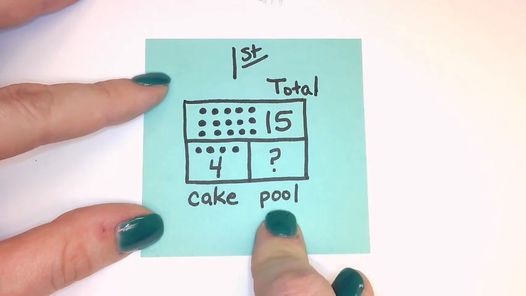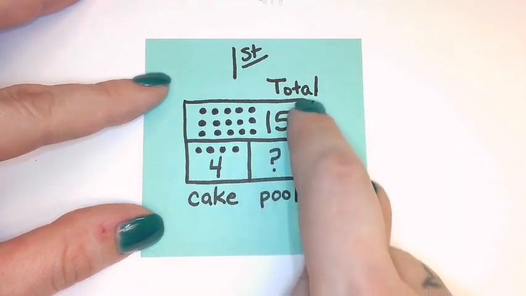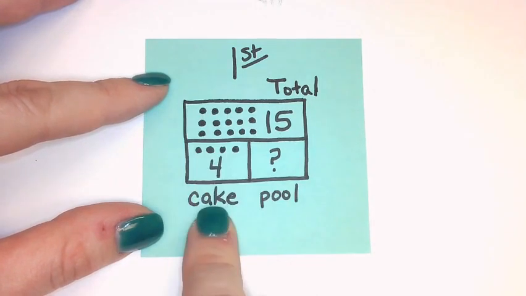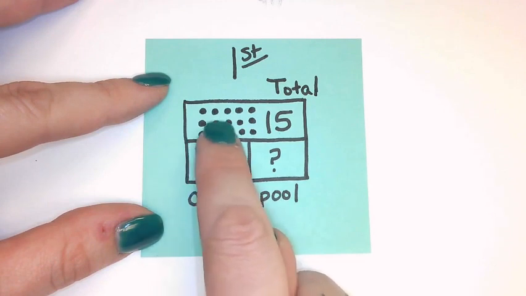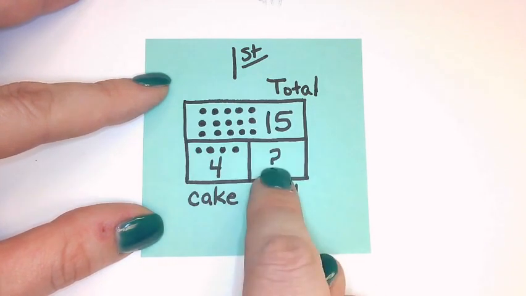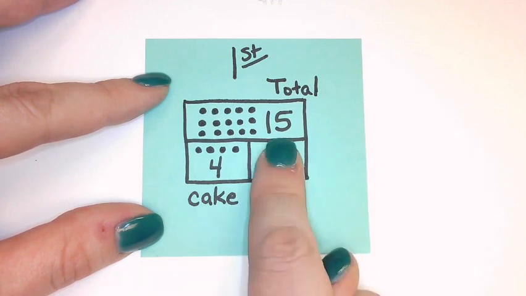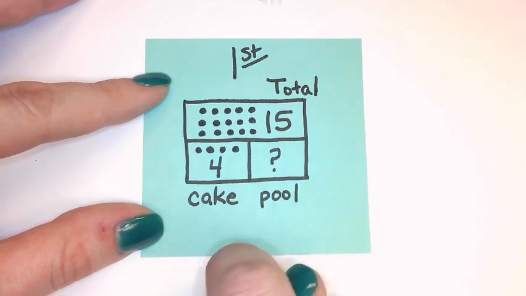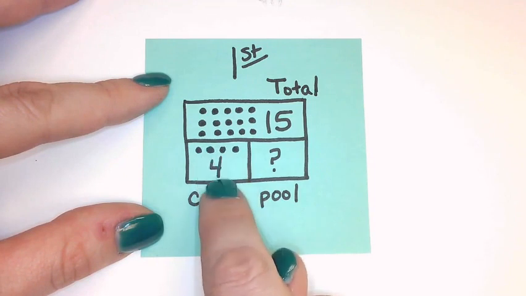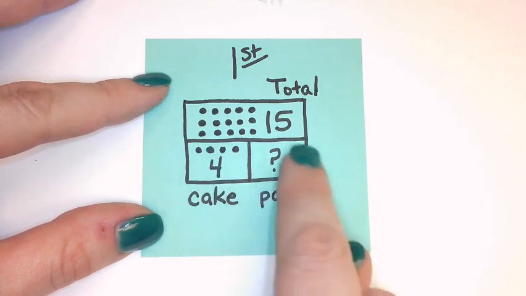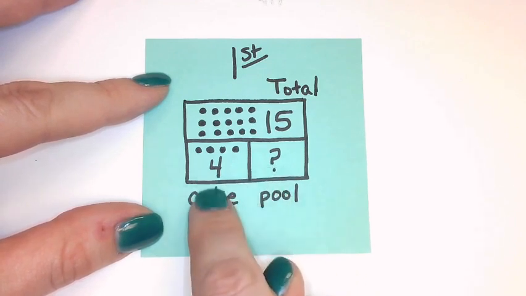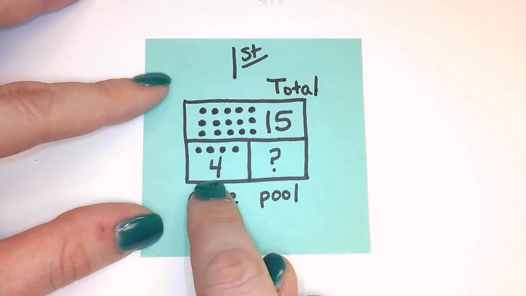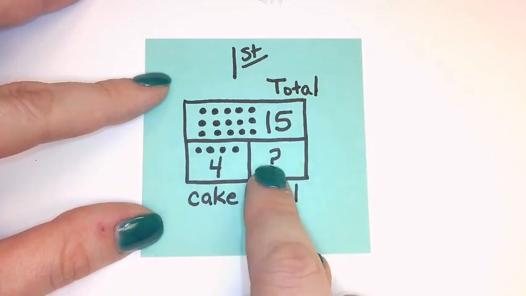If you'll notice, the relationship in this is going to tell me I'm visualizing 15 friends, but then 4 of them are eating cake. So they could use this to help them solve by just Xing out 4 from up here and knowing that the rest are in this part that are swimming in the pool. They also could use this 4 and count on up to 15 to find this missing part. That strategy wouldn't be as efficient, but we need to let students figure out how to see those relationships and that there are multiple ways to solve, not just one way.